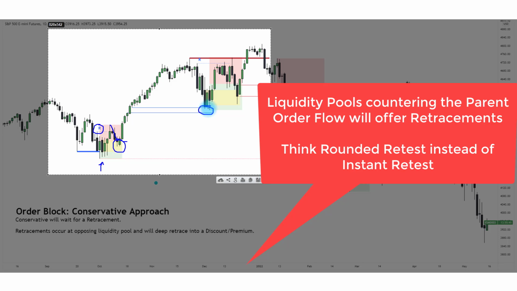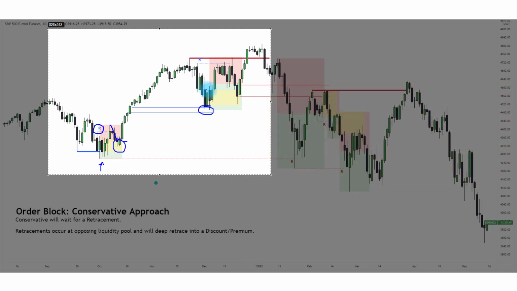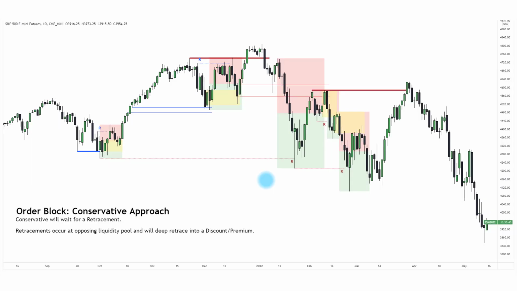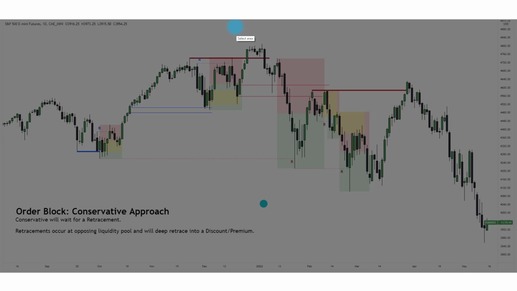So what we can do is, as soon as this order block prints, we're waiting for the retracement to happen after an opposing liquidity pool gets taken out. Retracements occur at opposing liquidity pools. Then we could wait for price to trade back into the discounted market here. And then we can take action with the displacement there. Okay. This goes the same.